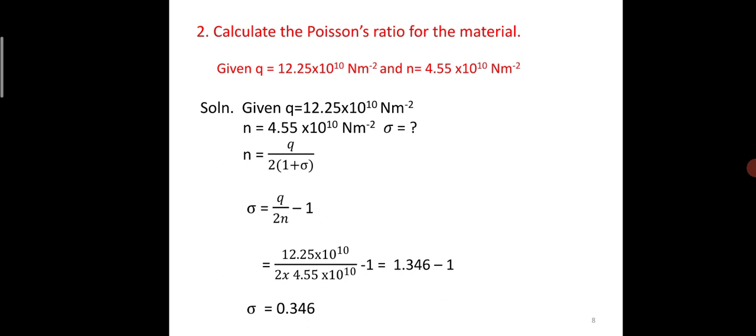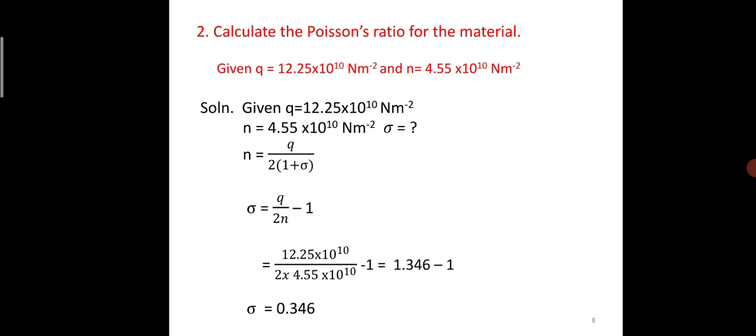Then the second problem: calculate the Poisson's ratio for the material. Given Q is equal to 12.25 × 10^10 Newton per meter square, and N, that is the rigidity modulus, is 4.55 × 10^10 Newton per meter square. Here Young's modulus and rigidity modulus values are given.